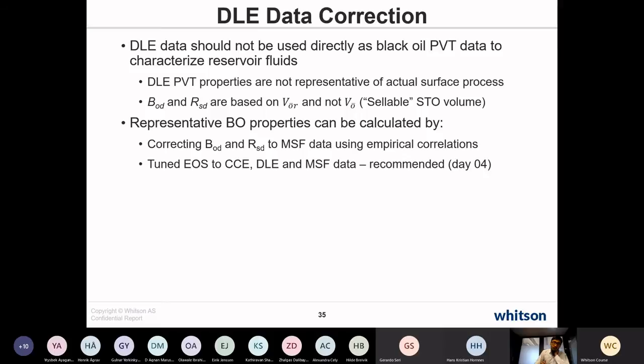Yeah, so this DLE data that needs correction can be corrected using some empirical correlations. There are many, and we will see some of them here. One of them is for BOD, and the other one is for RSD correction. And the most recommended way of generating black oil tables is to use an equation of state model that's already tuned.